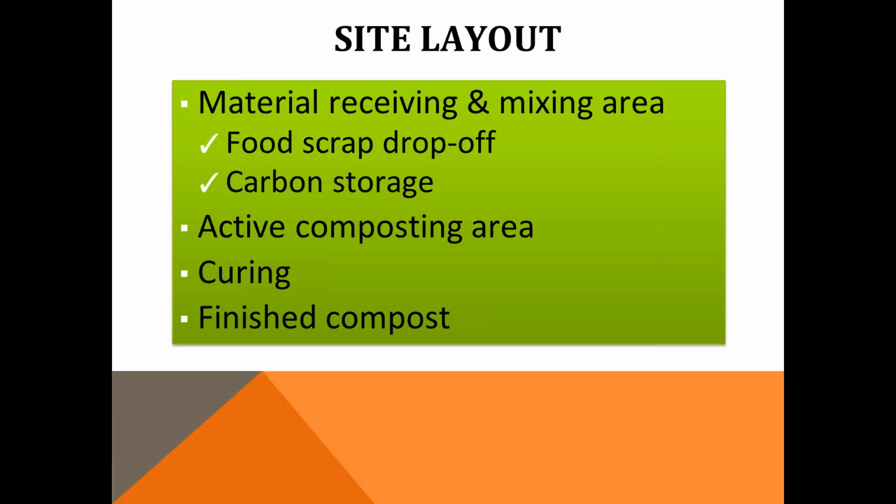It will need to be a dry area because you want to keep your carbon storage dry. It could be even in a pellet bin with a tarp over it. You have your active composting area, which is going to be pretty much all in one area here, but you want to designate that as your active composting area. That will be your tumblers or your bins or your shed system, or all three.